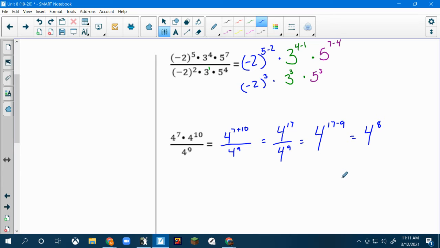There is a quicker way to do that if you are capable. What you can do is know that you're adding these together and then you're subtracting these. So you can do 4 to the 7 plus 10 minus 9 and do it all at once. 7 plus 10 is 17 minus 9 is 8. And you're still going to get the same answer, but make sure that you do it in the correct order or you might end up getting a wrong answer. Takes away a little extra writing there.